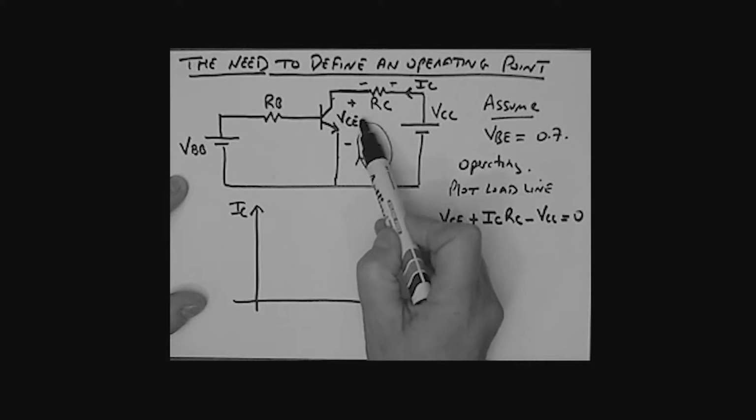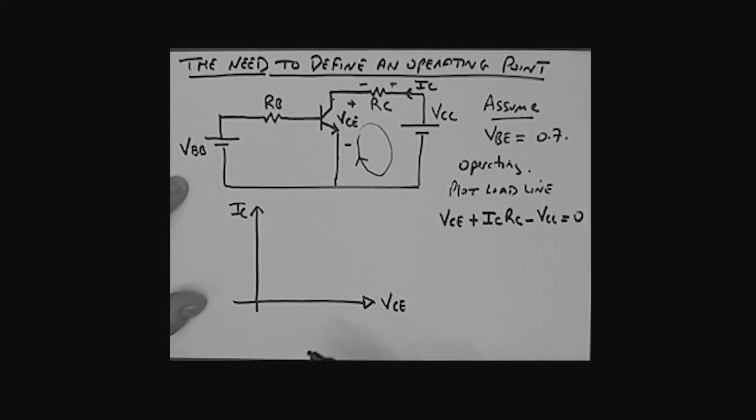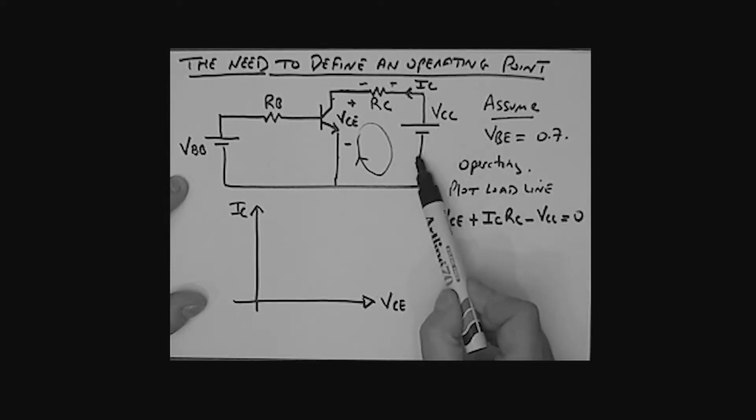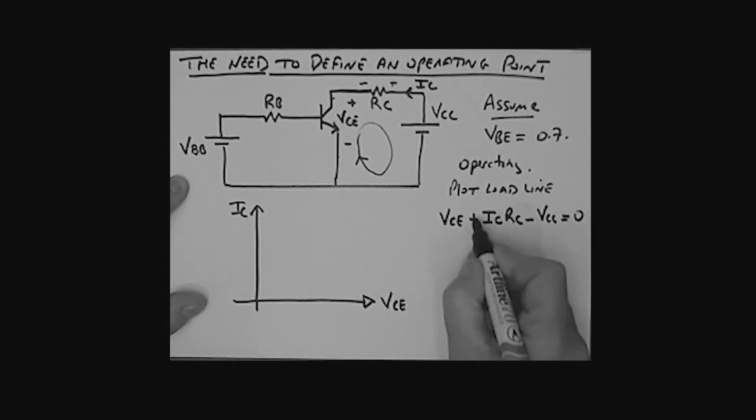All equals 0. It's a simple loop equation. That voltage plus that voltage plus that voltage is equal to 0. So we've summed the voltages around the loop. If I'm rising in potential, I call it positive. If I'm falling in potential, I call it negative. Now I need to re-express this as IC as some function of VCE.